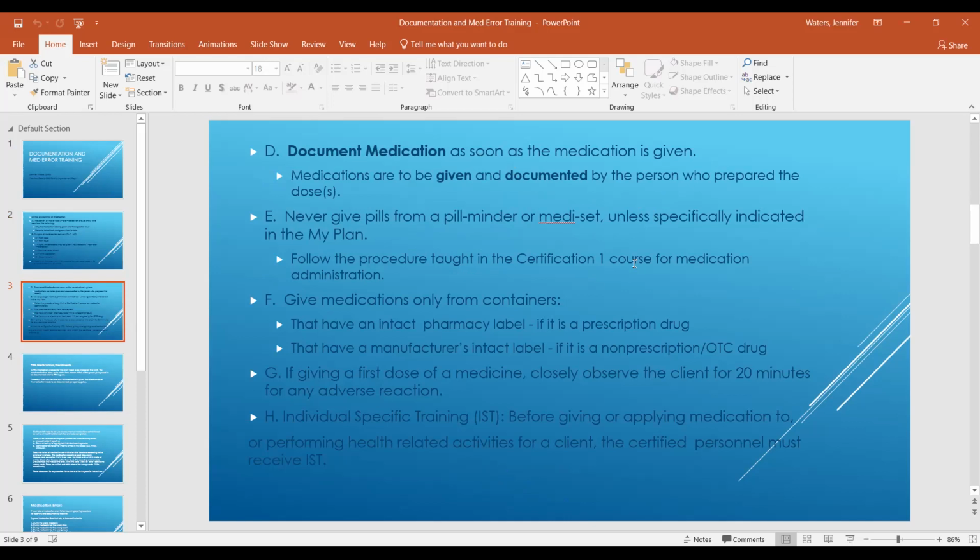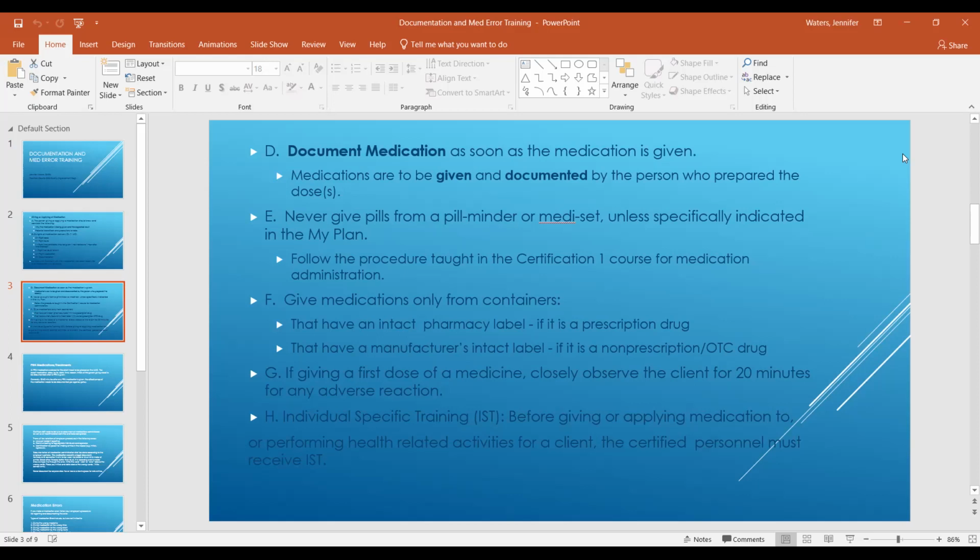Document medication as soon as the medication is given. A lot of people make the mistake of waiting till the end of their shift. And although I know how busy everyone is, it is so important to make sure that you document the medication as soon as it was given. And to make sure that it's being documented by the person who prepared the medication.